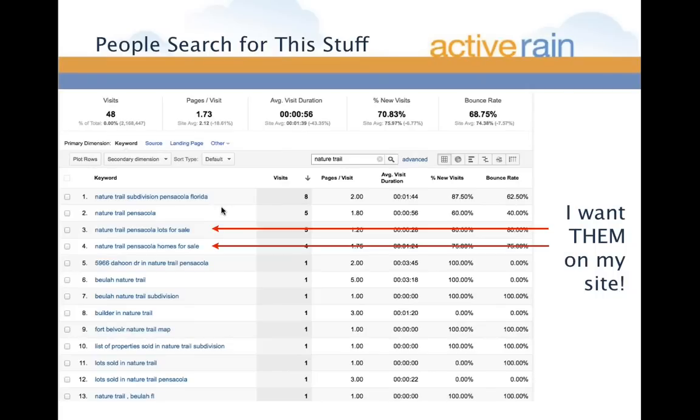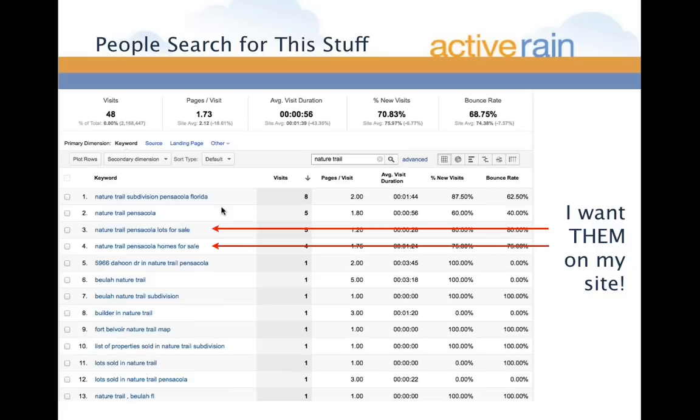People search this stuff, you guys. If you've been in my SEO class, I show you these kinds of statistics as we look at neighborhoods and subdivisions and condo complexes. This is a 30-day look at people that were looking for information about the Nature Trail subdivision in Pensacola, Florida. But look at all the other ways they search for it.